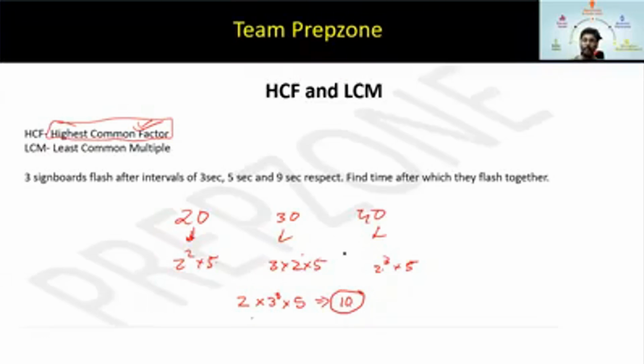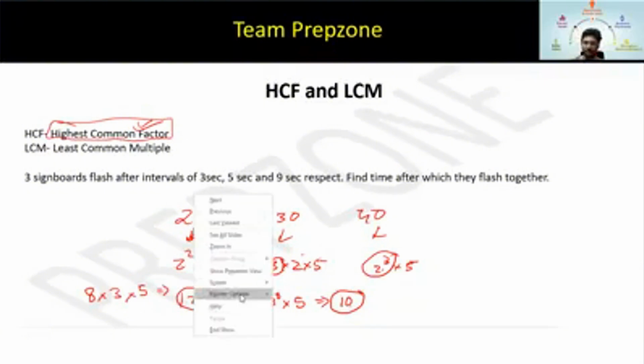What about LCM? What will be the LCM? In this, you will take the highest power of these prime numbers. What's the highest power of 2? 2 cube, which is 8. What is the highest power of 3? 3 to the power 1. What is the highest power of 5? 5 to the power 1. LCM is 120. Cool. Basics of HCF and LCM. I think you knew this already, but still, basics of HCF and LCM.